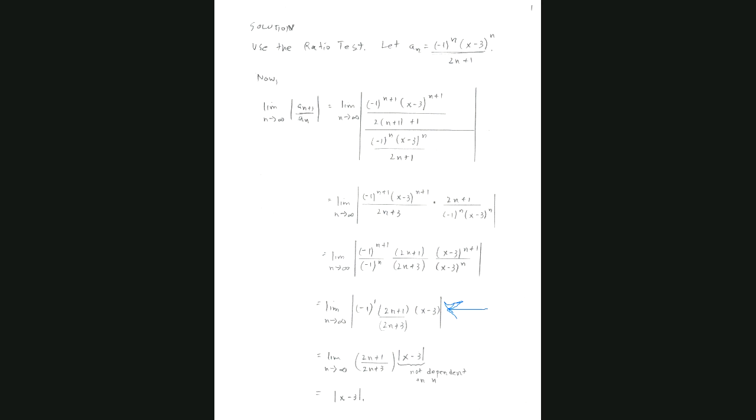Okay, and so when you take the limit, of course, you're going to get the limit as n goes to infinity of 2n plus 1 over 2n plus 3 times the absolute value of x minus 3, because the absolute value of x minus 3 does not depend on n. Okay, so when you take the limit, what's this limit going to equal?